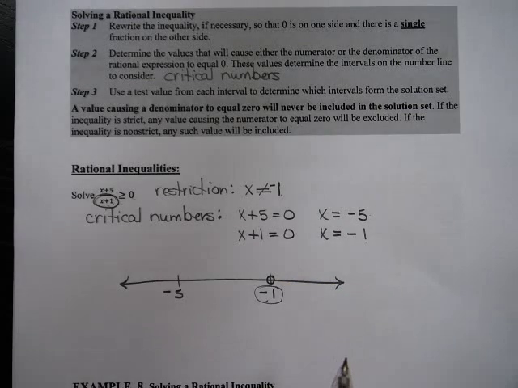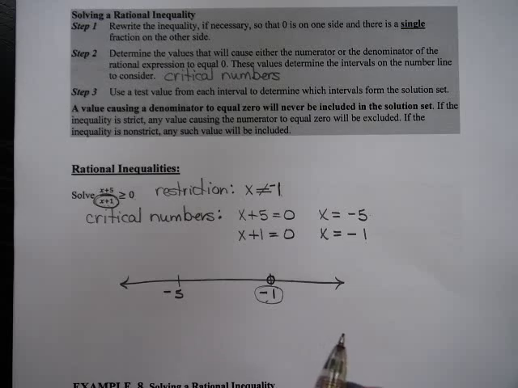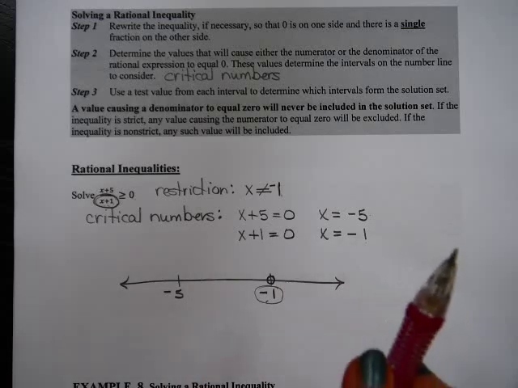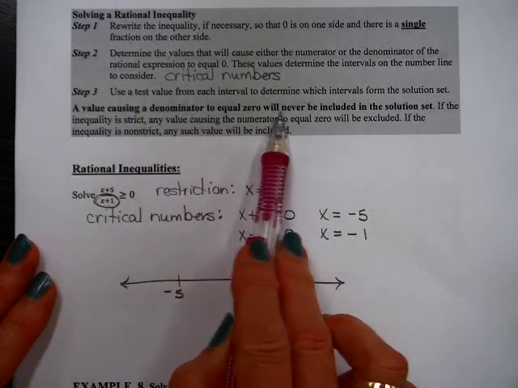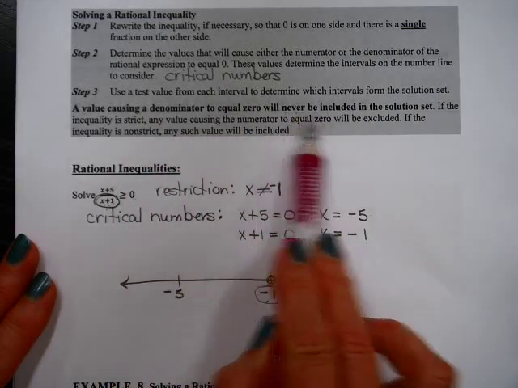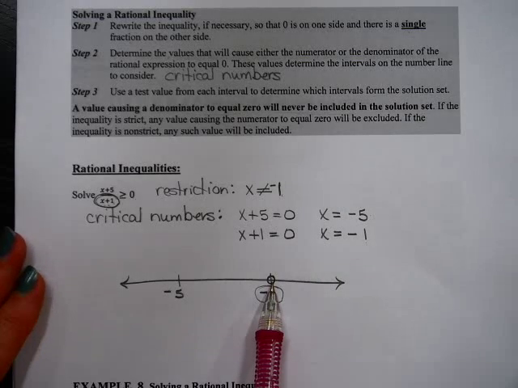We'll do our parentheses or our bracket later. It'll be a parentheses, but we need to know which way we're shading. So remember, a value that causes the denominator to equal 0 will never be included in the solution set. So put a circle on that.